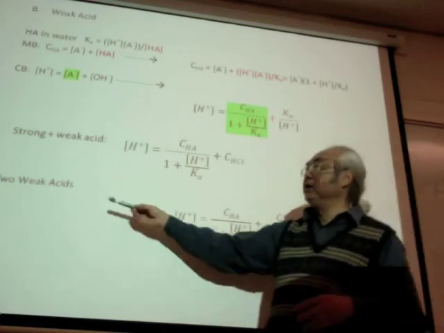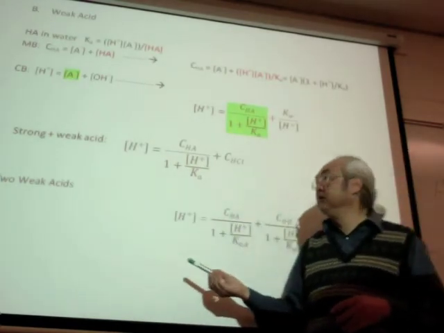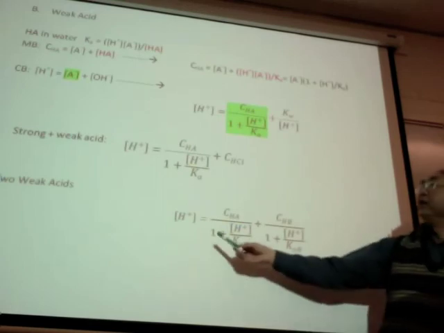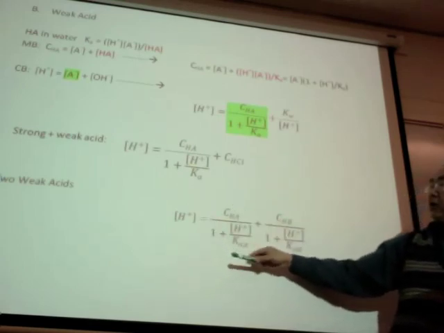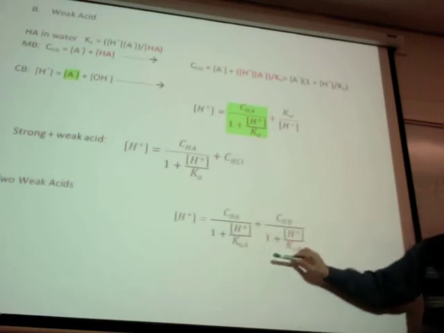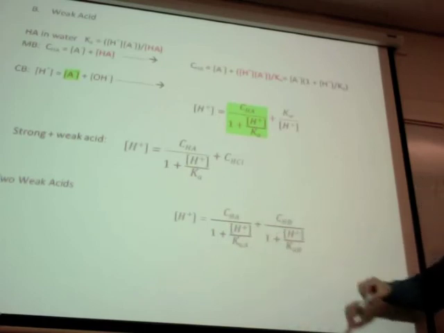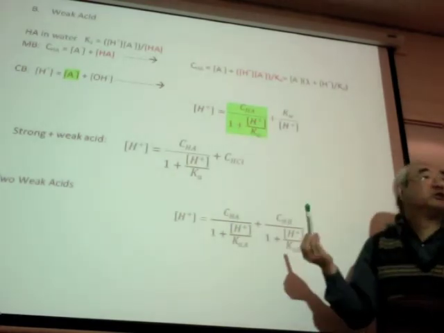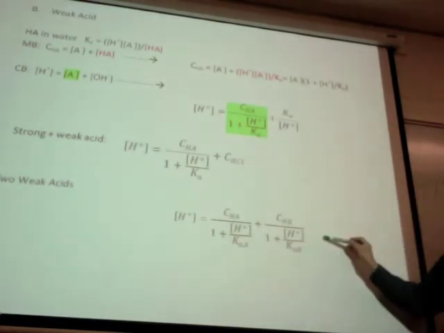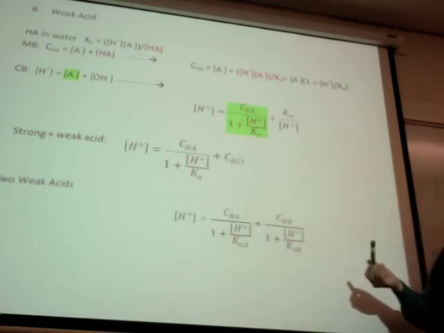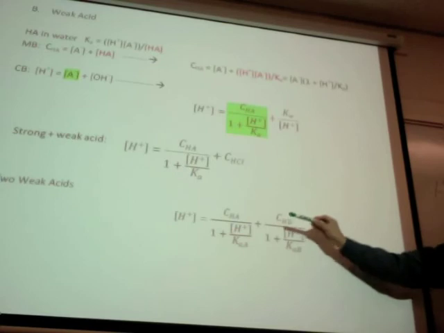Now what about if you have 2 weak acids? Then you go through a similar derivation. Then the total proton will be the contribution from 1 weak acid plus another weak acid. So each weak acid will give you this expression. Okay, and so on and so forth. So this is a universal formula for the case.